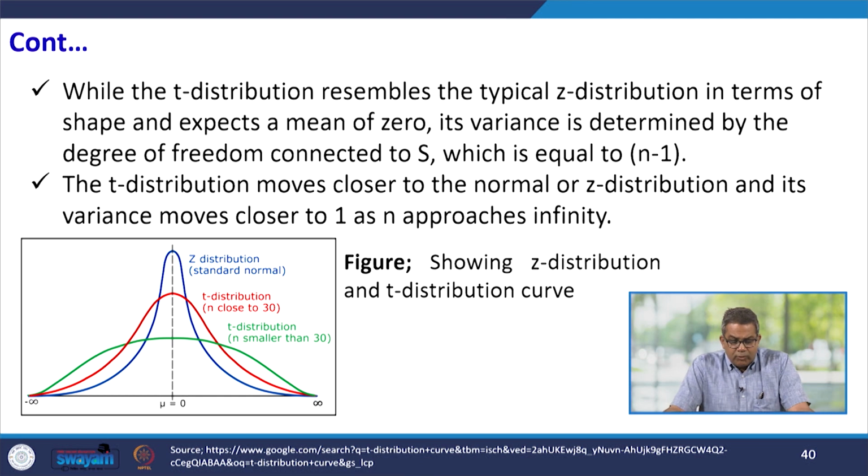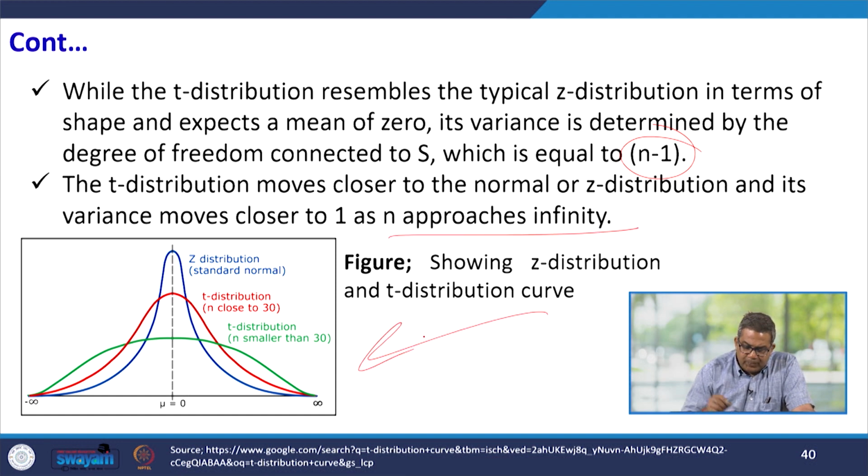While the t distribution resembles the typical z distribution in terms of shape and expects a mean of 0, its variance is determined by the degrees of freedom connected to s, which is equal to n minus 1. The t distribution moves closer to the normal or z distribution, and its variance moves closer to 1 as n approaches infinity. Now, this figure represents the z distribution and the t distribution. You can have a look at this.